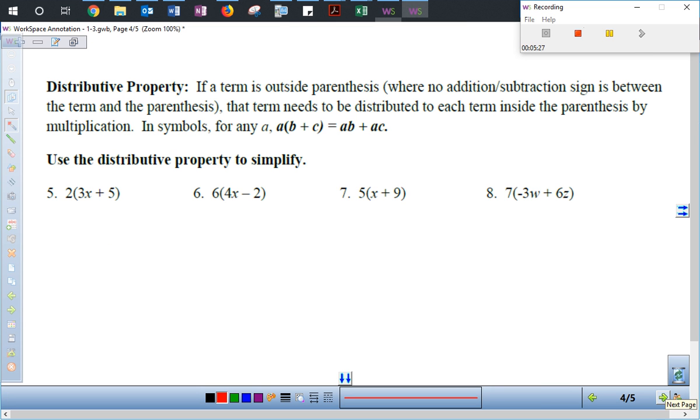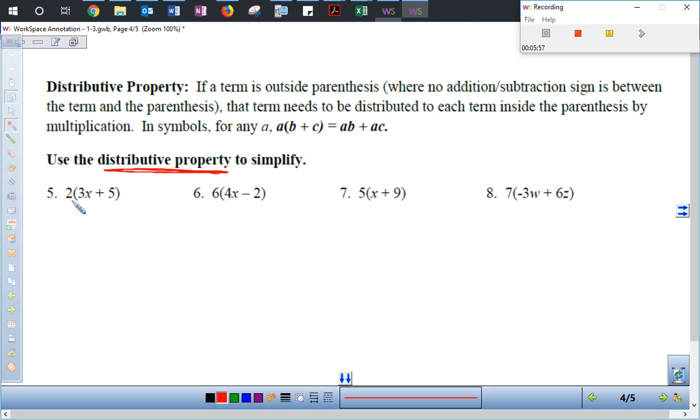All right, next we're going to talk about the distributive property. The distributive property is what you need to use when you have a term being multiplied by a group of terms within the parentheses that we just talked about. For example, on number 5, we have 2 times the quantity of 3x plus 5. When you see it written like this, we need to use the distributive property to multiply them together.